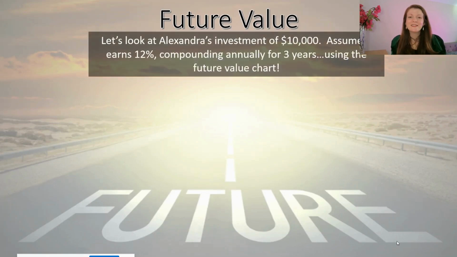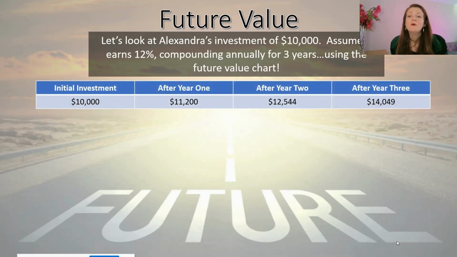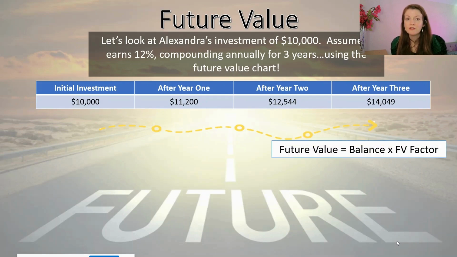All right, let's look at Alexandra's investment of $10,000. Assume it earns that 12% compounding annually, so once a year for 3 years. Using the future value chart, we see she's got $10,000. It's going to grow into the $11,200 after 1 year, then the $12,554, then the $14,049.